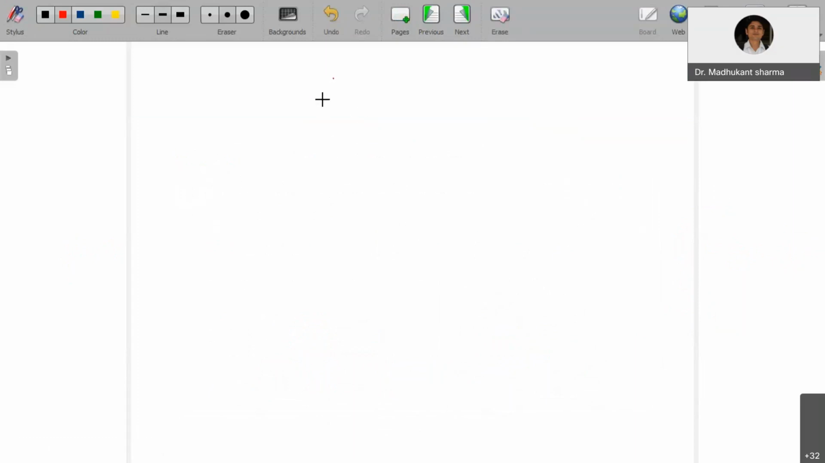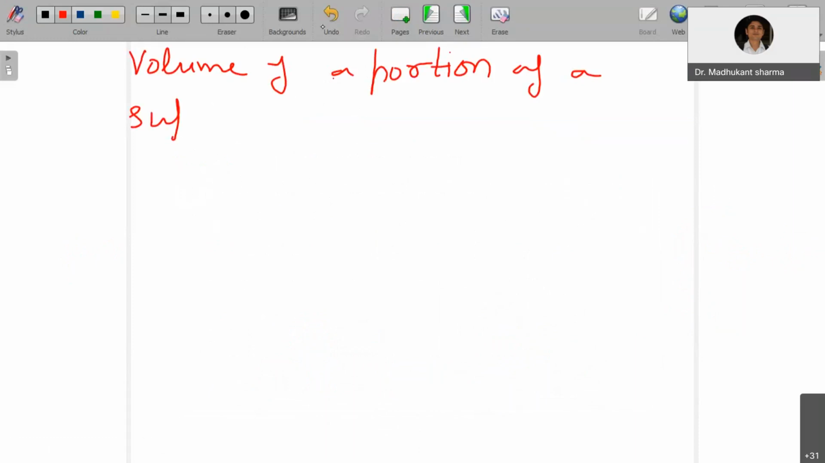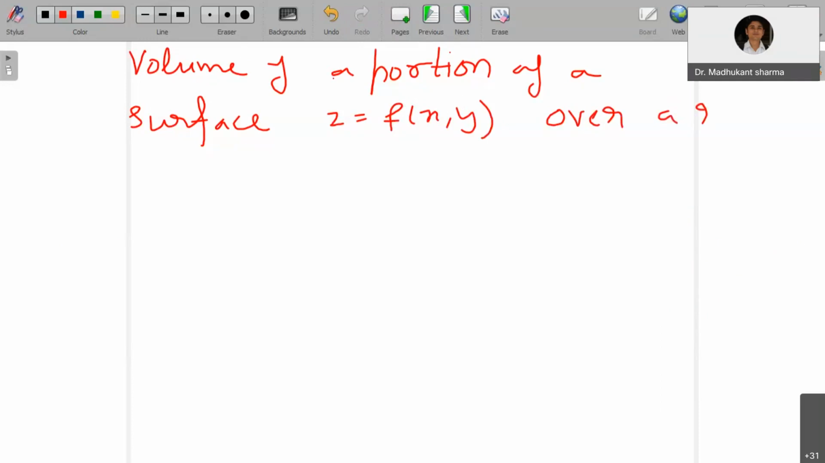So let's talk about the volume of a portion of a surface z equals f of x, y over, let's talk about it on a rectangle first, a simple geometry. Over a rectangle, let's take R as [a, b] cross [c, d].